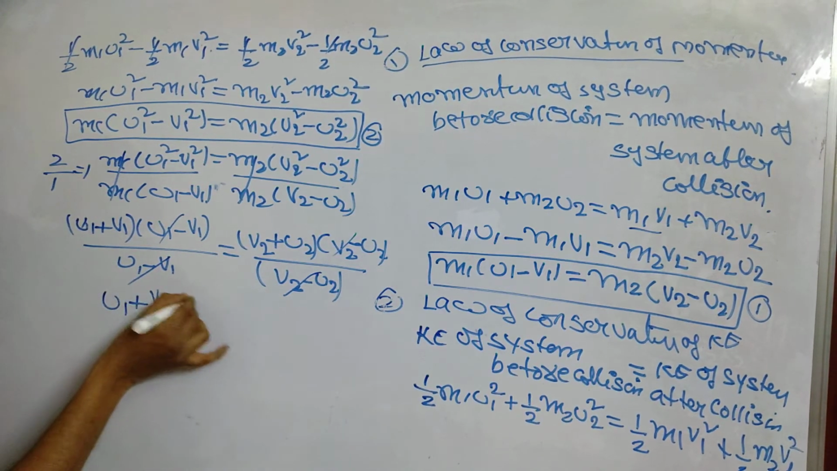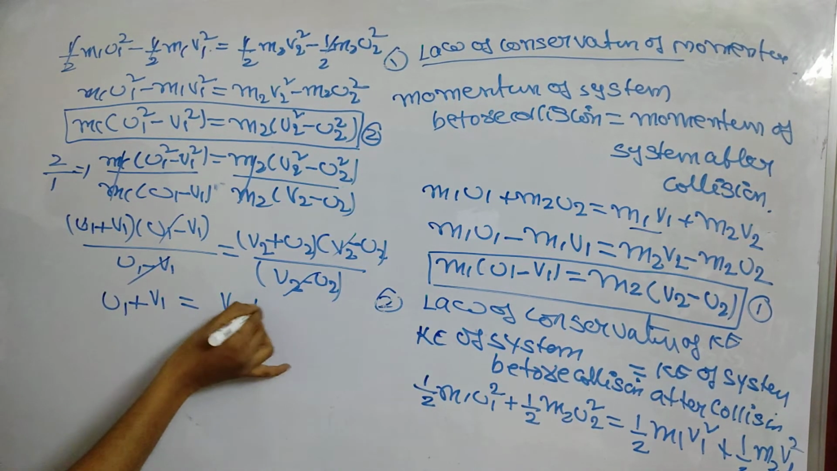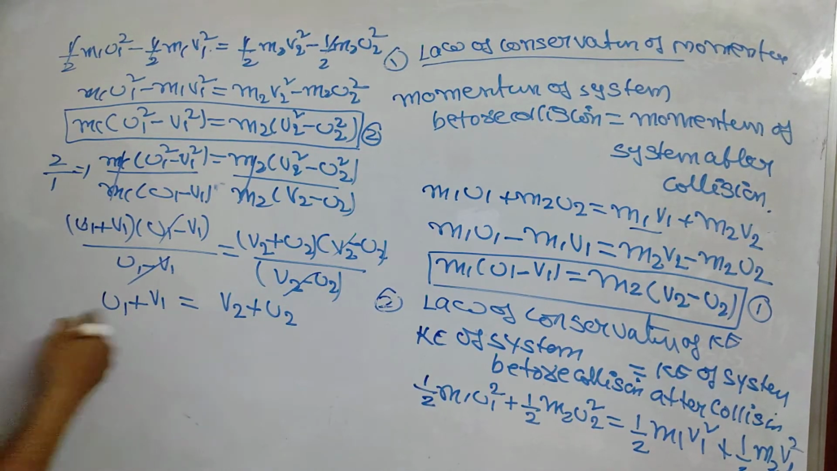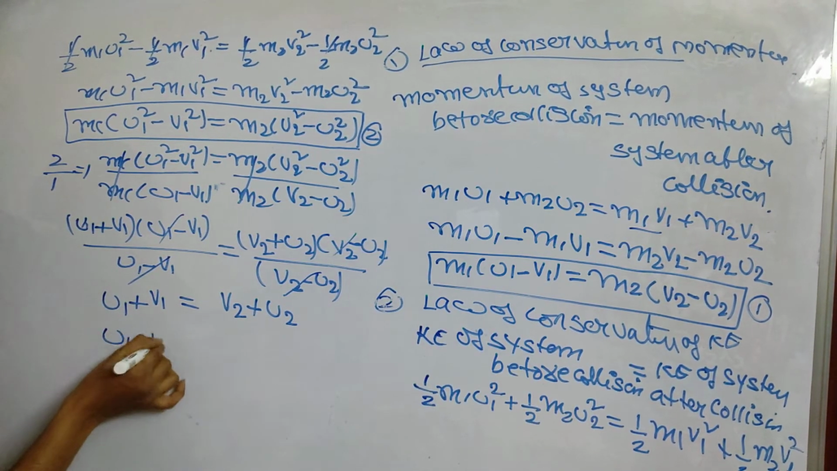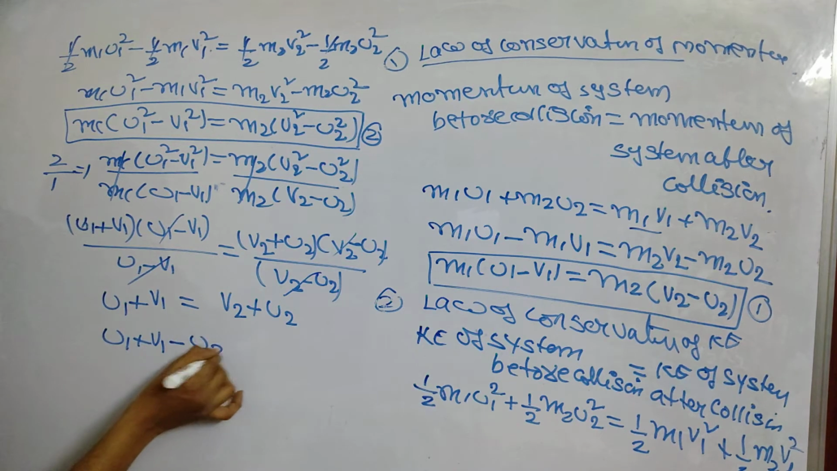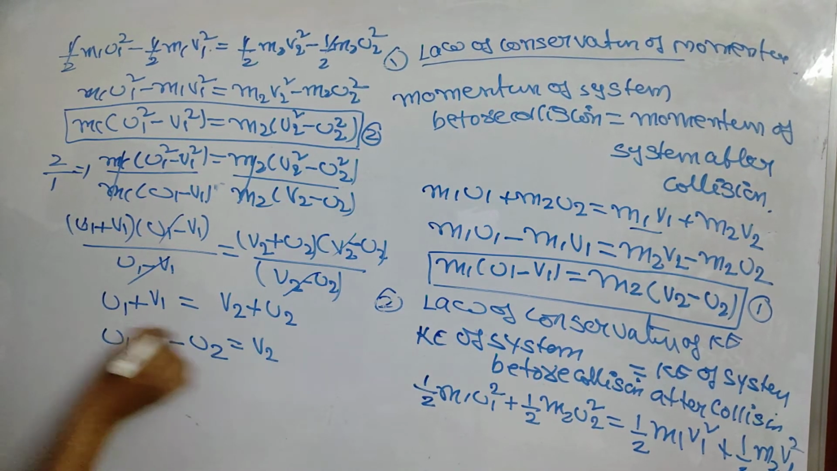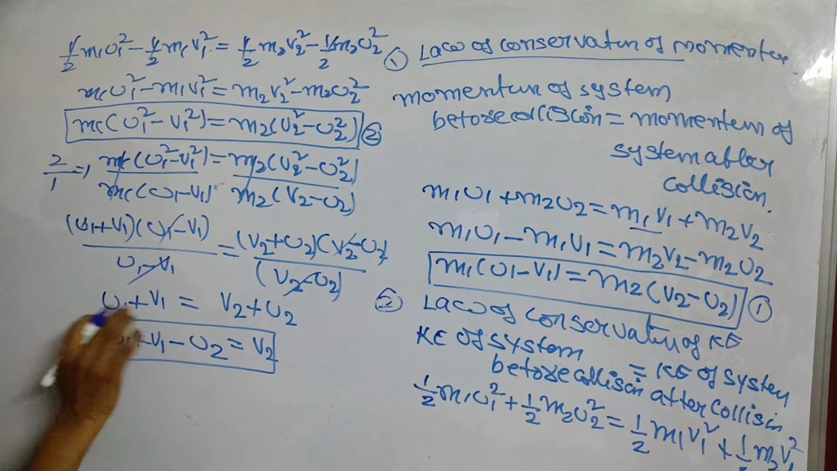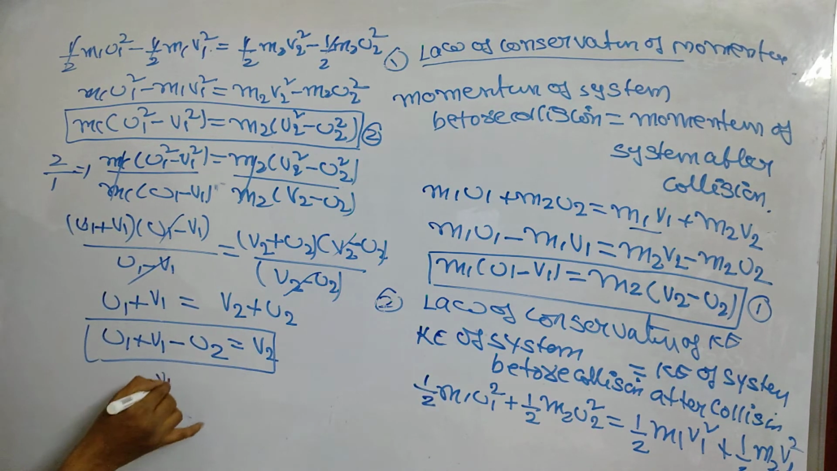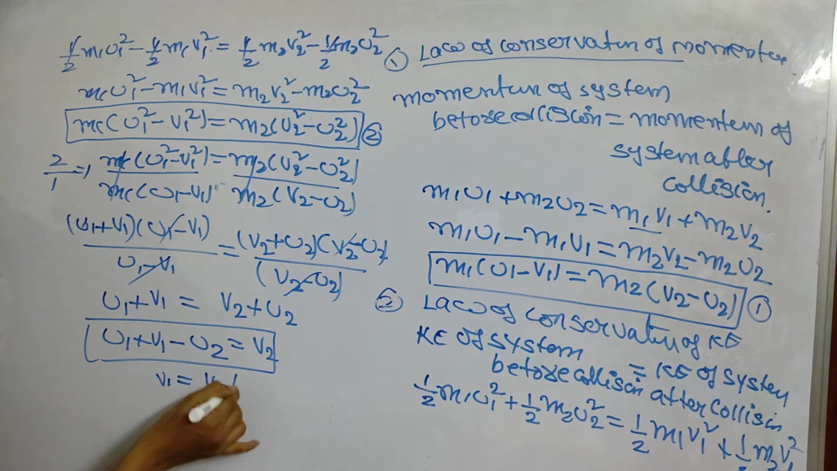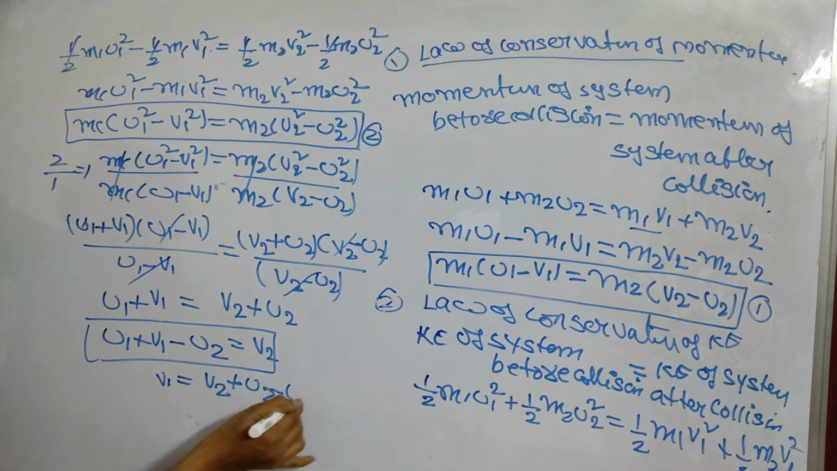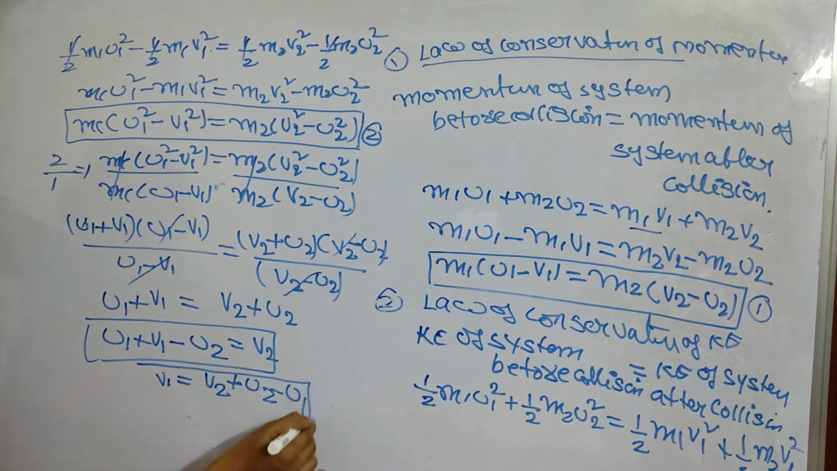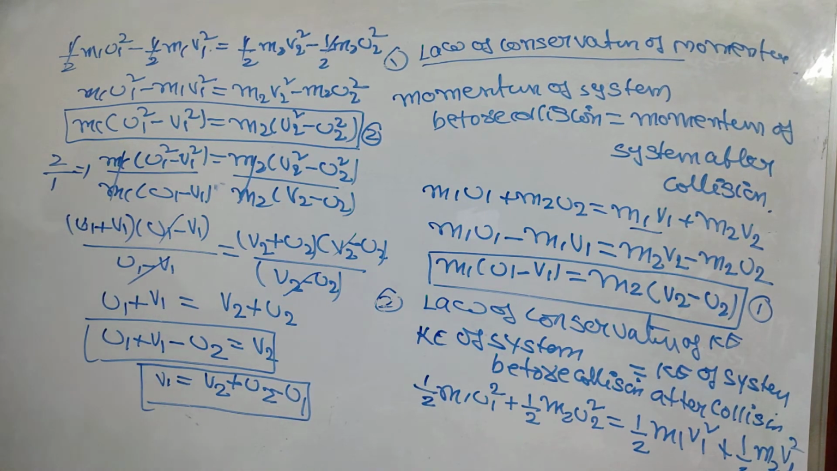Then u1 plus v1 equals v2 plus u2. And move the terms to one side. u1 plus v1 minus u2 equals v2. It is one value. Similarly, v1 keep it here, move the other to the other side now. Then v1 equals v2 plus u2 minus u1. These two values help us to find the results now. One is v2 and the other one is v1.